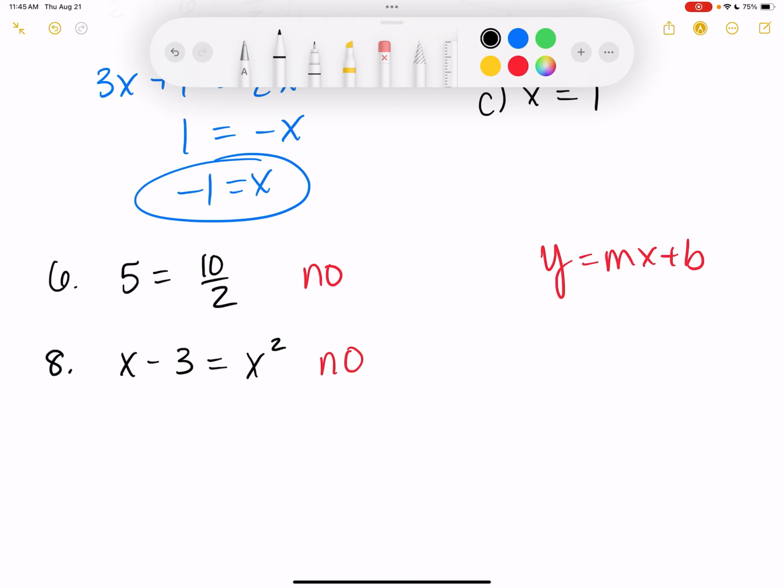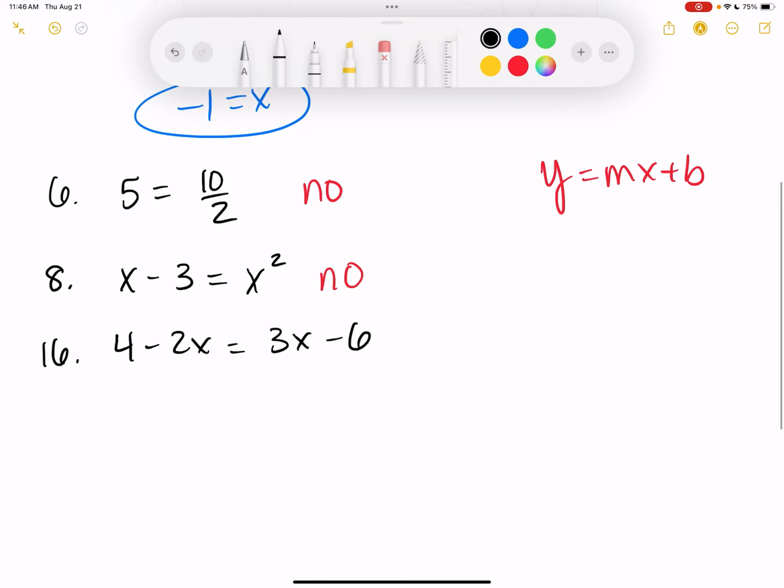All right, solve the equation without using a calculator. Should be pretty self-explanatory. Number 16, 4 minus 2x equals 3x minus 6. So how do I solve an equation like this? Get the variables on one side.